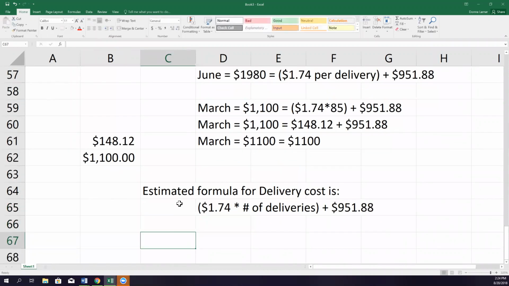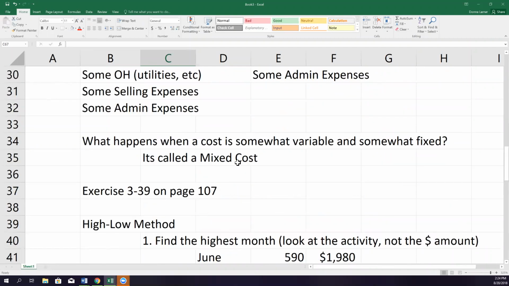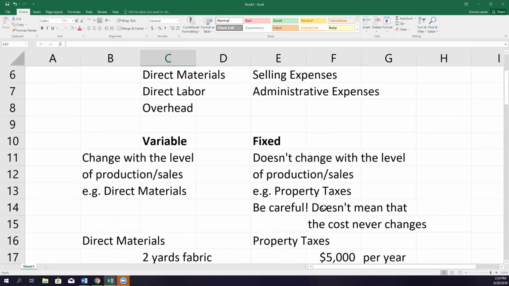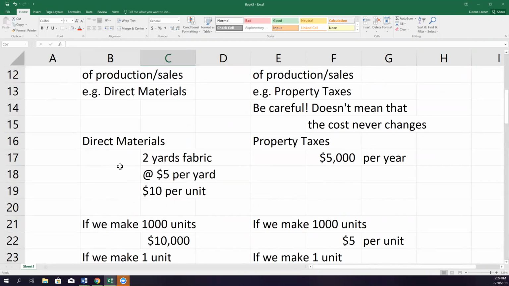Why do we care? Because when we budget and we try to figure out what next year is going to be, if we can estimate the number of deliveries to be done in a month, we can get the total delivery cost or a pretty good estimate of it. And if we're playing with fixed and variable, now we can put into the fixed category the fixed part of delivery costs, and over here in the variable, we can put the $1.74 per delivery. We know the unit cost, just like we can say $10 per unit for materials. We can say $1.74 per delivery, and we have a variable component. So now we can break them into their fixed and variable.